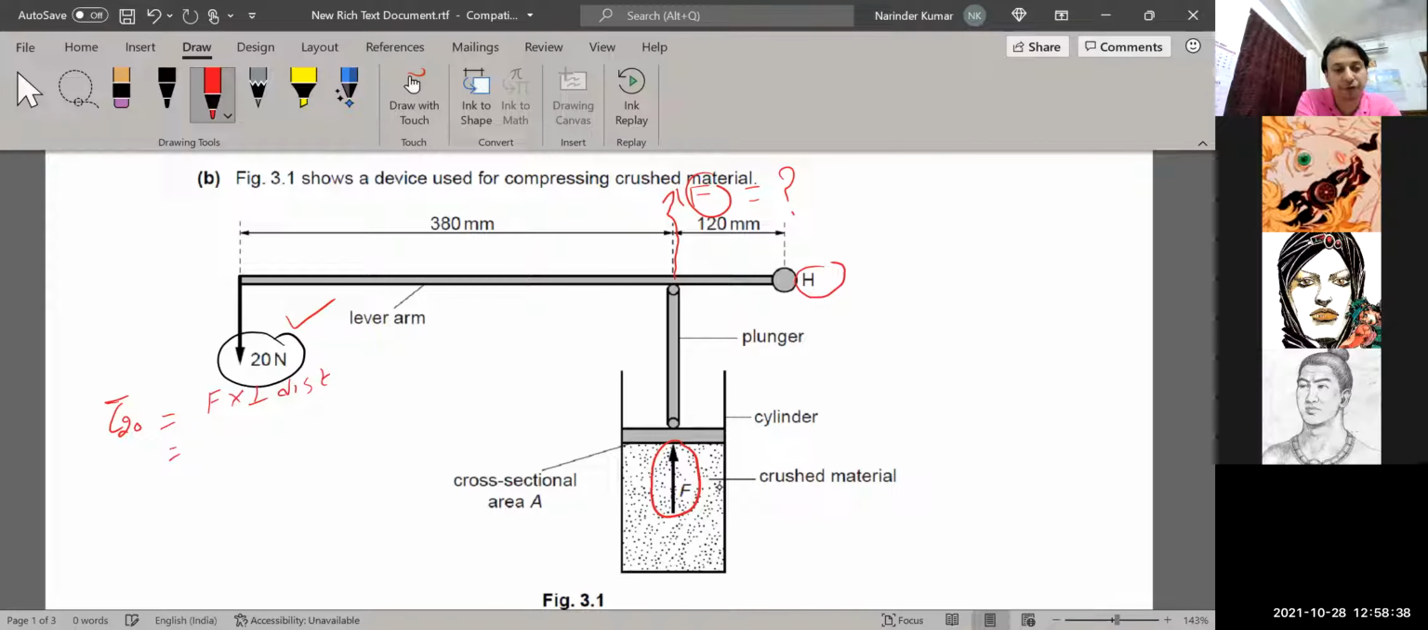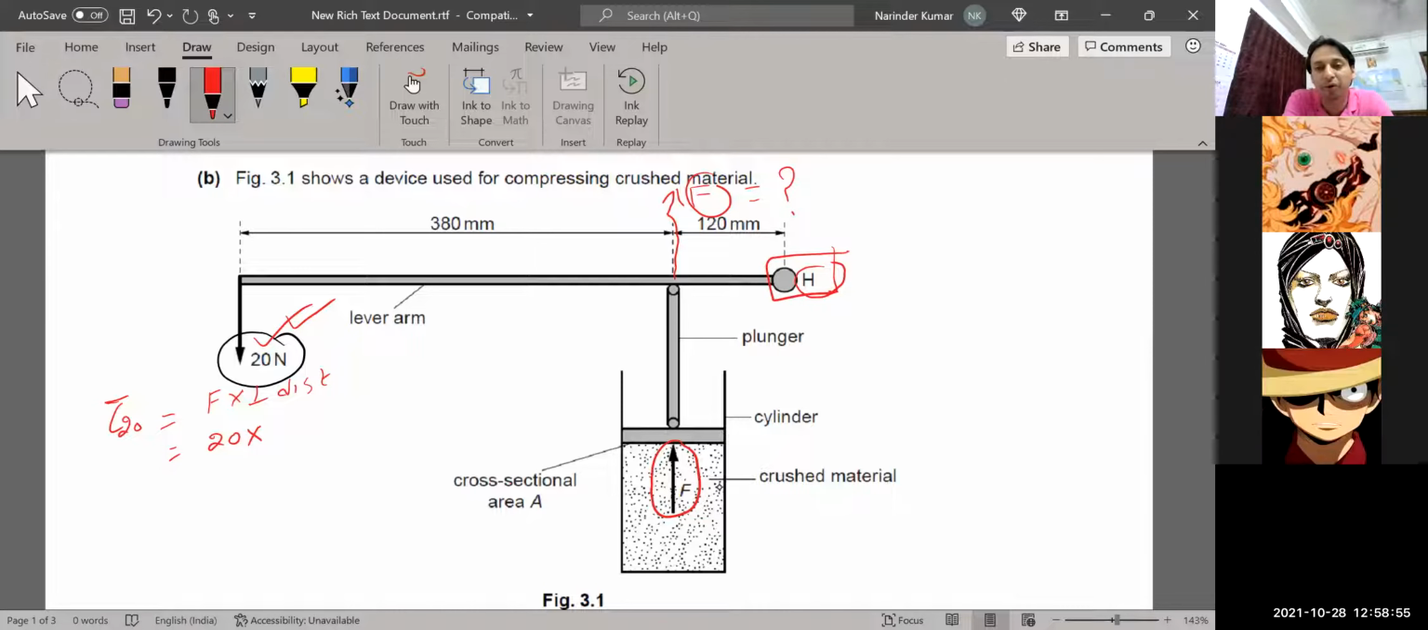What is the force here? This is 20 Newton acting, this one. At what distance, children? From the H. You have to look for the distance of this force from the pivot. This beam is rotating about H. So this distance is 380 plus 120, which is equal to 500 millimeters. 500 millimeter. So I will write here the unit: force in Newton is given and the distance is in millimeter here, equation number 1, suppose.